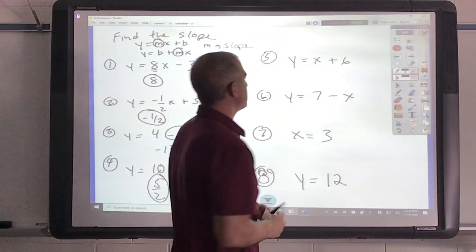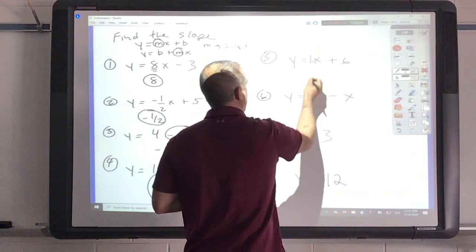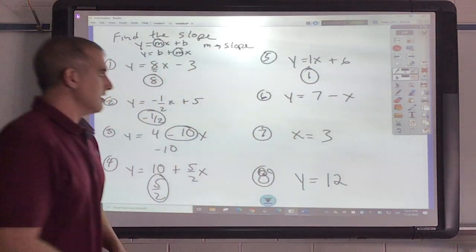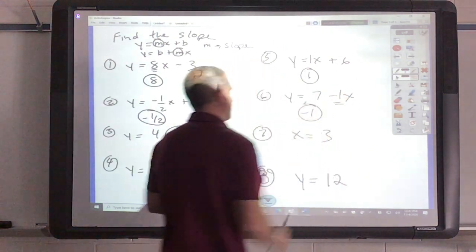Now this one, somebody says, Mr. Evans, I see the y equals an x, but there's no number in front. Well, what number is in front? A 1. Same thing here. What's the number in front of x here? That would be a -1.